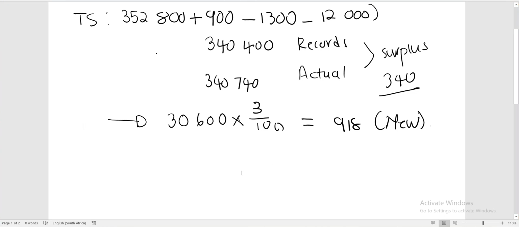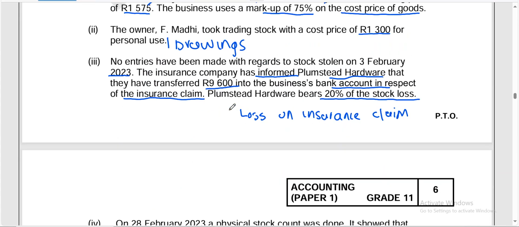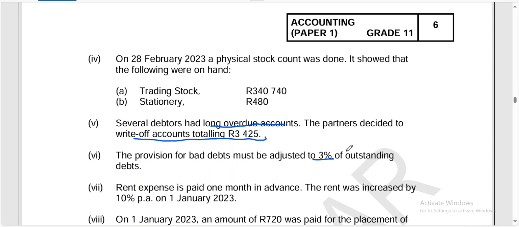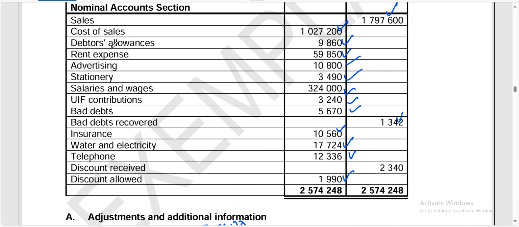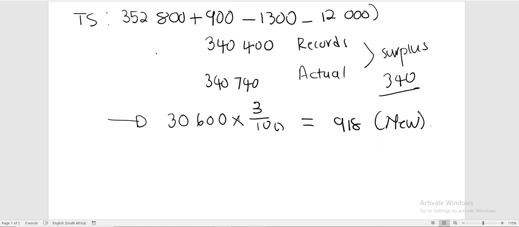Now we need to compare the old balance with the new one. So if you go to your information, they are going to give you the old balance. The next transaction, remember, it said we must adjust provision for bad debts to 3% of outstanding debts. Now when we go and check, our old provision for bad debts is 1,086. So you can check from 1,086 to here. Last year we were on 1,086. This year, this is the old. So you can see that there was a decline from here to here. There was a decline.